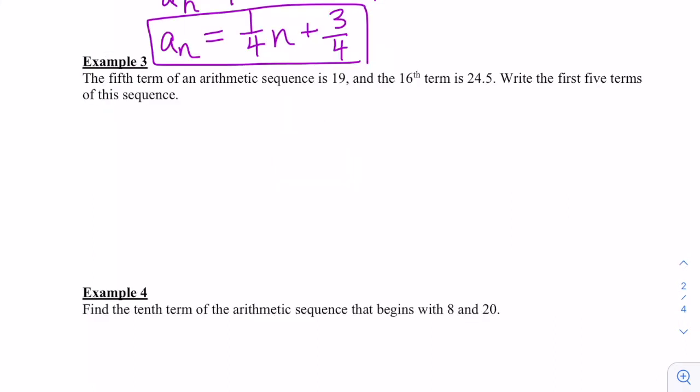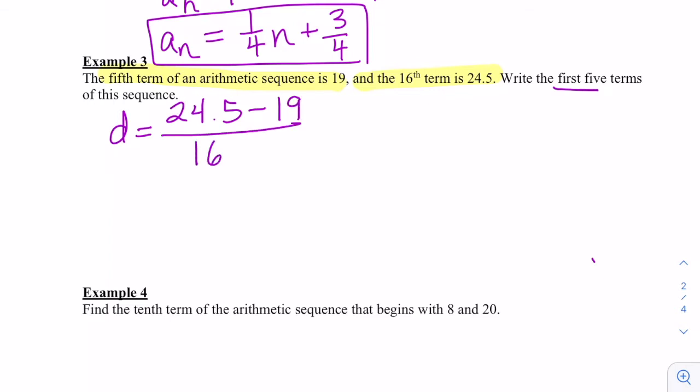Now for the next example, we're given the fifth term, which is 19, and the 16th term, which is 24.5, and we have to find the first 5 terms. First let's consider the difference, and we can find it just like we usually do for slope. 24.5, that 16th term, minus 19, over n equals 16 minus n equals 5. So that's going to be 5.5 over 11, so the difference is 0.5.